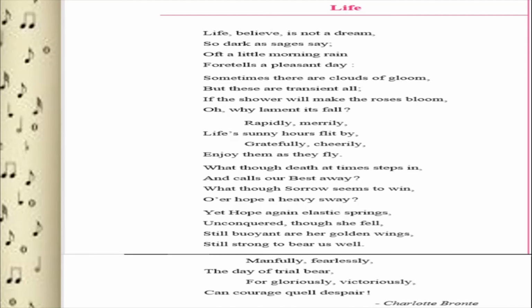Okay, now when we do English grammar, we know that there is a certain category of words which we call synonyms. Synonyms means what? Words which have the same meaning. So manfully and fearlessly, both of them have the same meaning, that is nidar hoke, in not being scared at all. The day of trial bear.